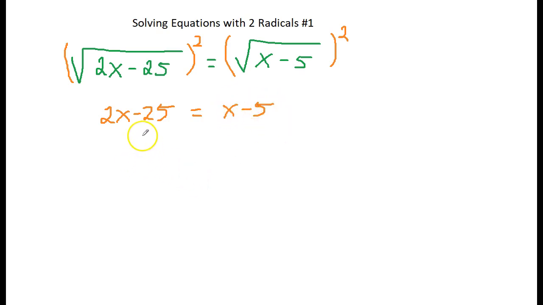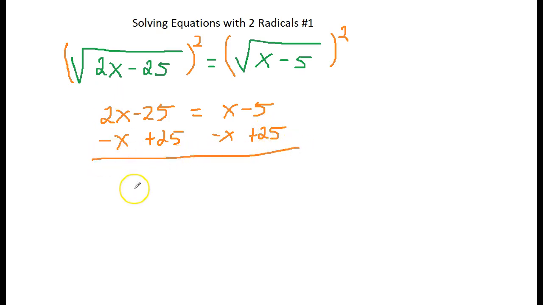Well, I just solved the equation, so I'm going to subtract an x, and I'm going to add a 25. Here I'm left with x, it cancels, equals 20. All right, and how do you know if it's correct?